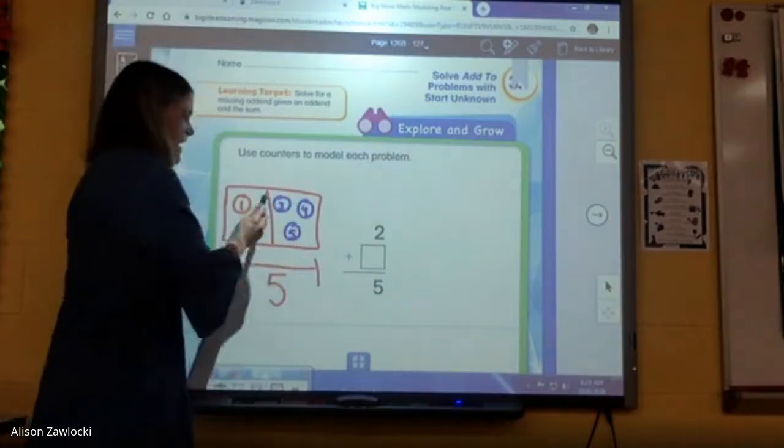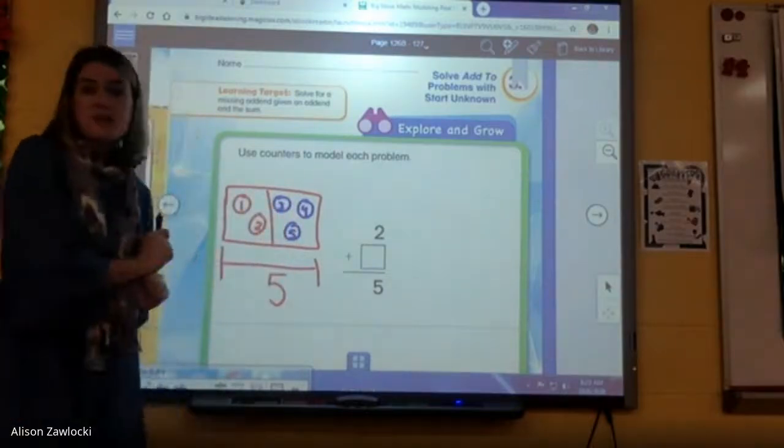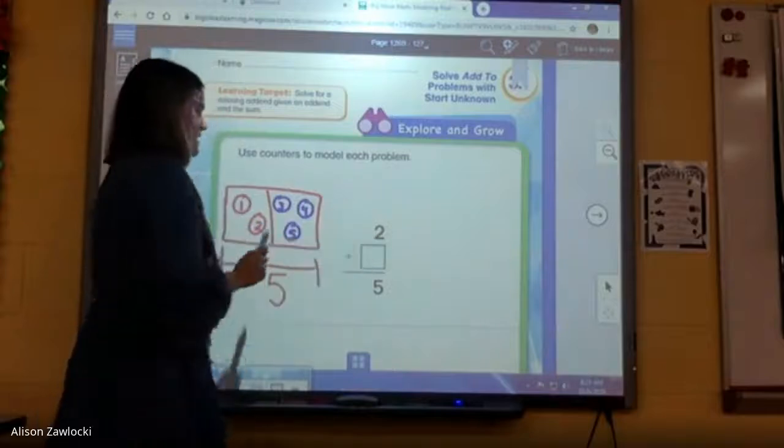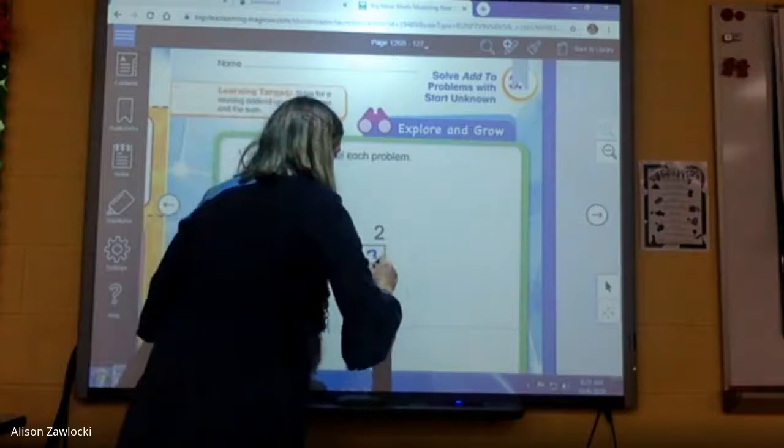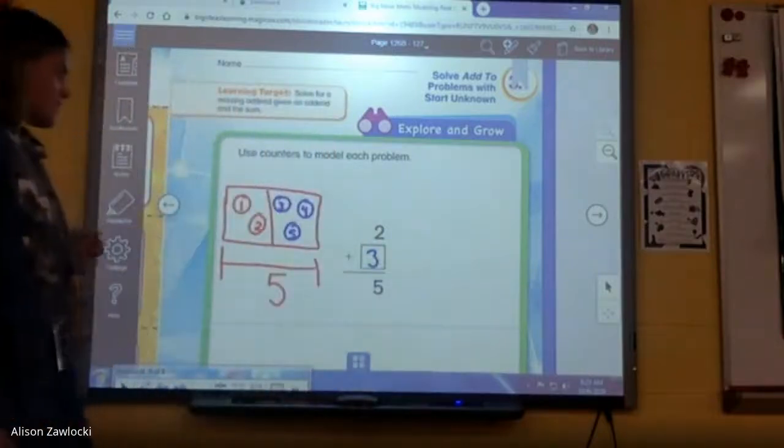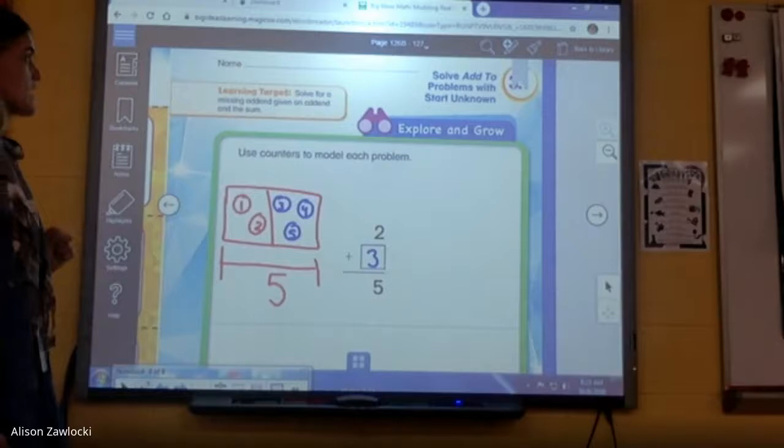Then I'm going to go back and I'm going to count. How many did I put in my other part? So I had 2 here from that addend. Let's see what my other addend is. 1, 2, 3. 2 plus 3 equals 5. 2 plus 3 equals 5.